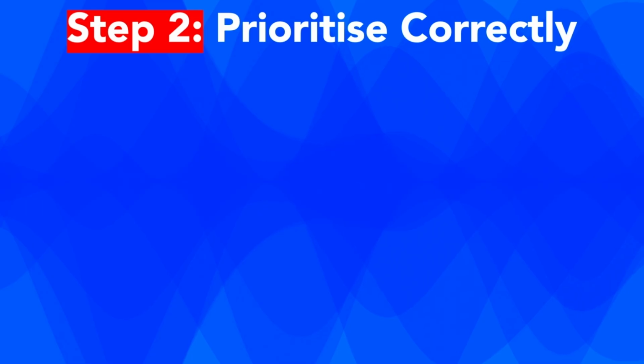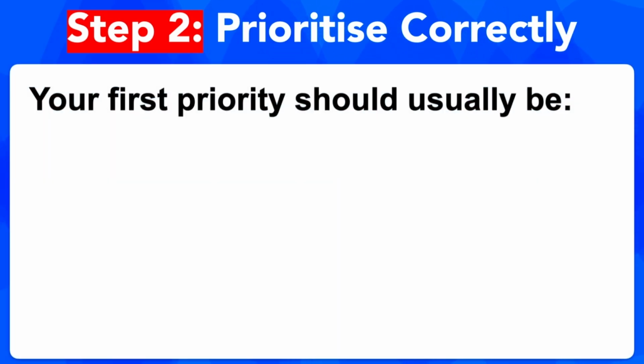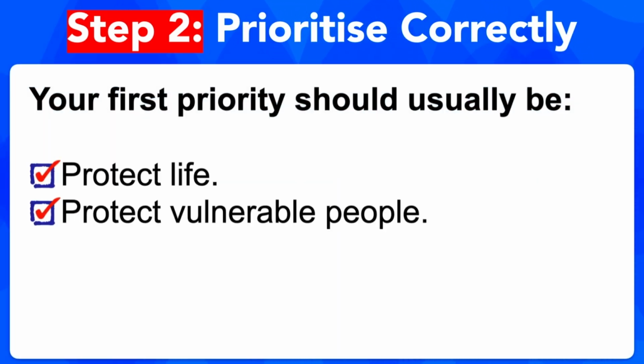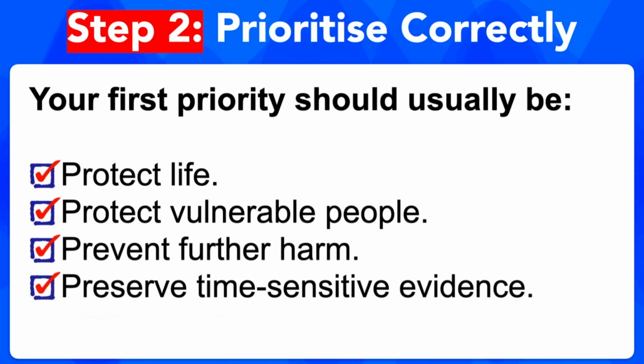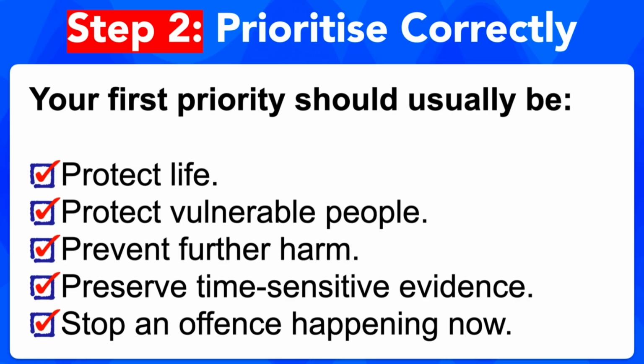Prioritise correctly. Your first priority should usually be to protect life, protect vulnerable people, prevent any further harm, preserve time-sensitive evidence, and stop an offence happening right now. A common mistake is prioritising easy admin tasks first. In a detective briefing, you must focus on what could cause harm if delayed. If there is a vulnerable victim, a child, a live suspect, attendance, CCTV about to expire, or an immediate safeguarding concern, that should be near the top of your briefing.